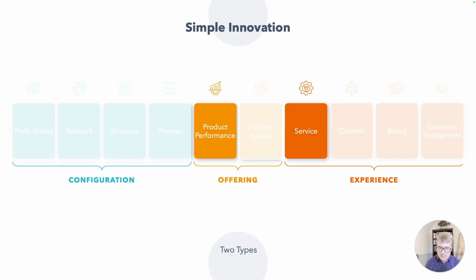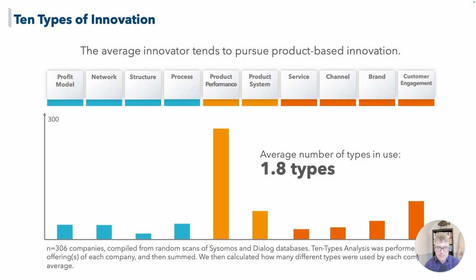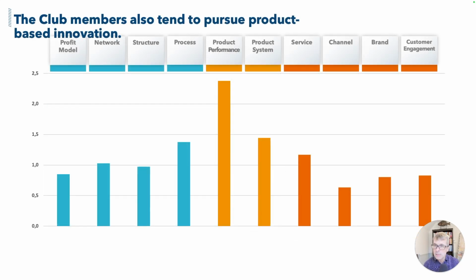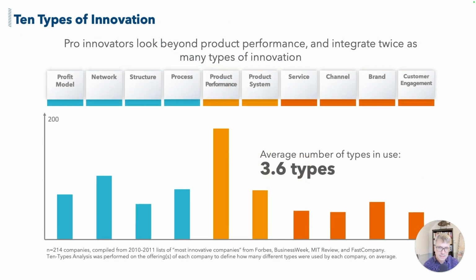If we look at some of the benchmarks, and this data comes from Doblin, most innovators innovate in 1.8 types of innovation. So if you're to copy, you have to copy less than two types, which makes it much easier to copy. We captured data back in 2023 with our club members, and we came up with something very similar. Most of the innovators were innovating in product performance, and fewer of them were innovating in multiple types to make it a more sophisticated innovation.